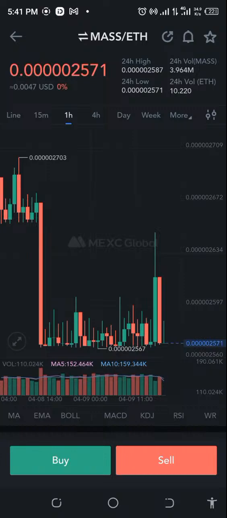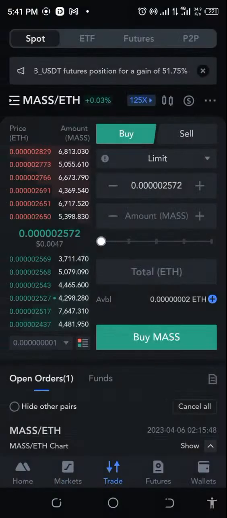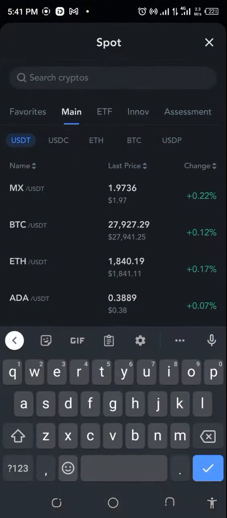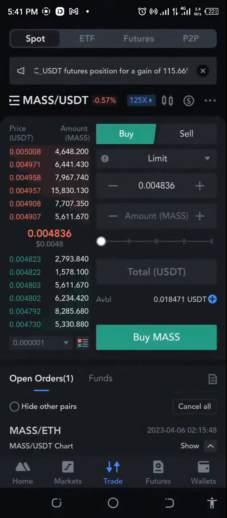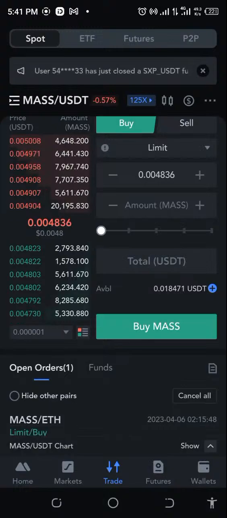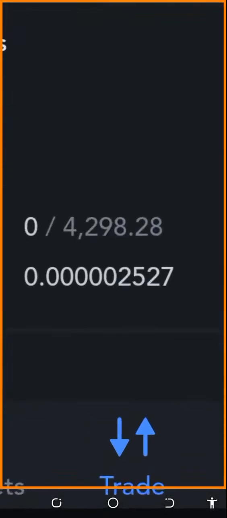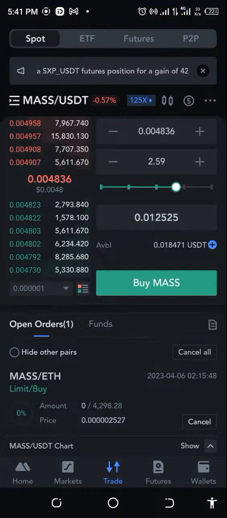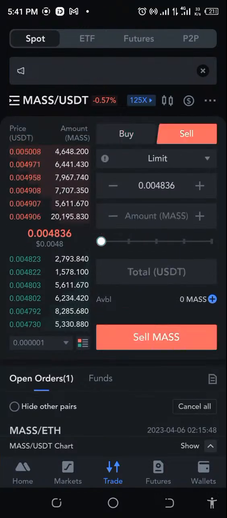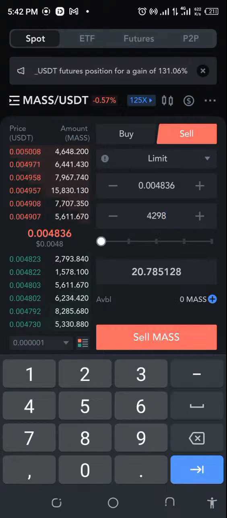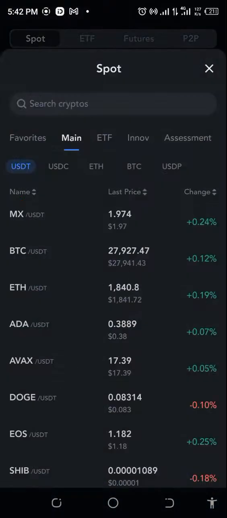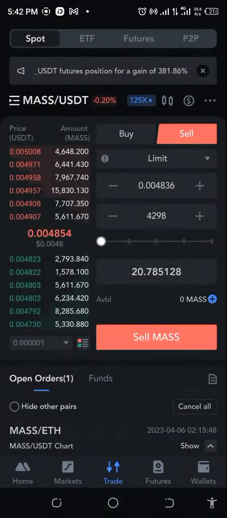And if we're able to get it to 2527, then we can come back to MASS USDT. So let's go to MASS USDT. Then we'll be able to sell. Let me see what would happen. How much do we have? We have 4298. So if I click on sell and put 4298 quantity, I'll still make profit. So that is obviously sure. But the main issue here is to be able to get MASS ETH at the price.